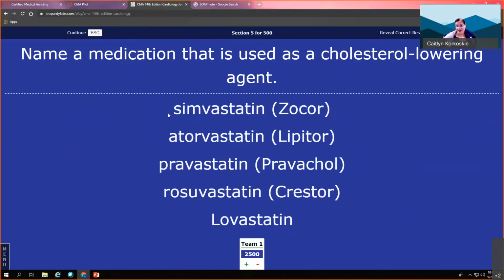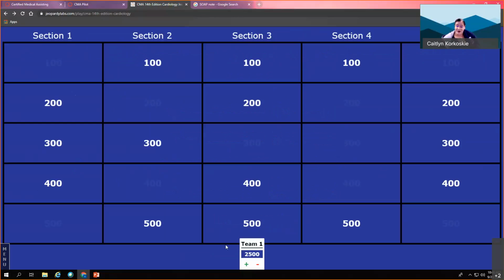Luckily, a lot of electronic health records, if you type in the generic or the brand name, will usually pop up with the alternative as well, which is really nice. But it'll take time to memorize the difference between the brand and the generic. And almost always the generic name is going to be much longer than the brand name.